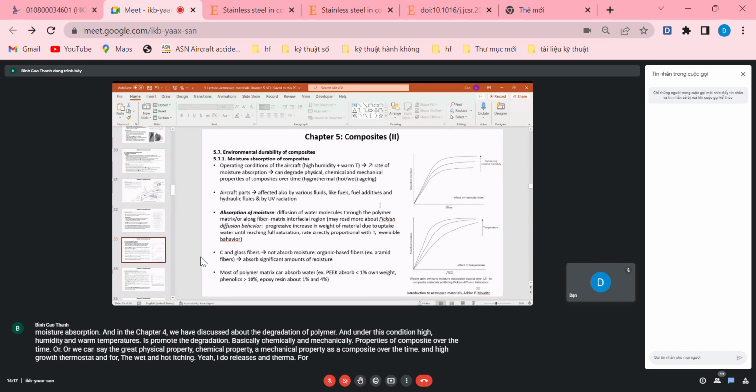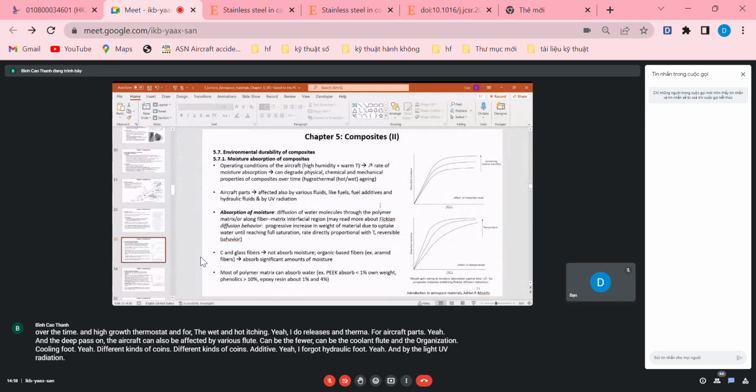For aircraft parts, the parts on the aircraft can also be affected by various fluids. It can be the fuel, the coolant fluid, different kinds of oils, additives, and hydraulic fluid. And also by light, UV radiation.